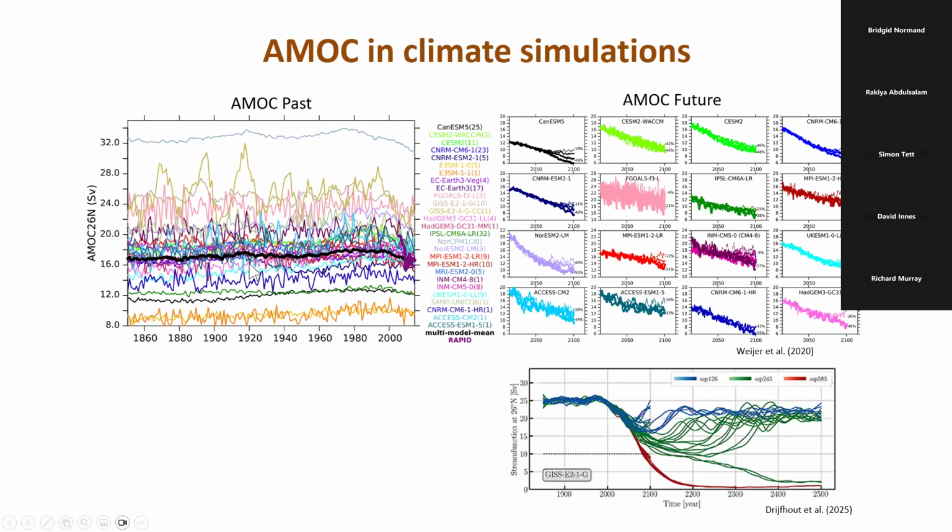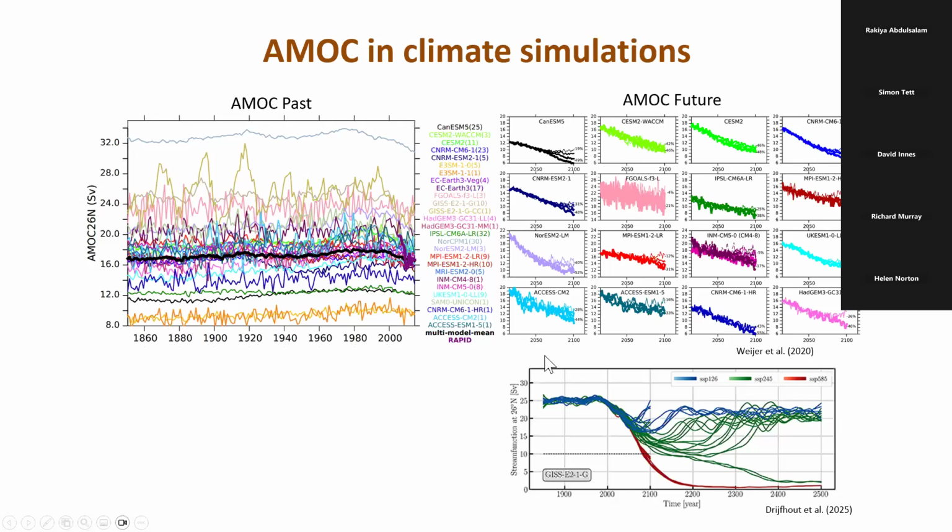Where the models do agree fairly unanimously is that over the coming century we will see significant AMOC decline, and this is shown in these panels. The different models are shown in different panels here. It doesn't always have the same gradient, it's not always the same magnitude, but there's a pretty unanimous result across these climate models that the AMOC will decline over the course of this century.